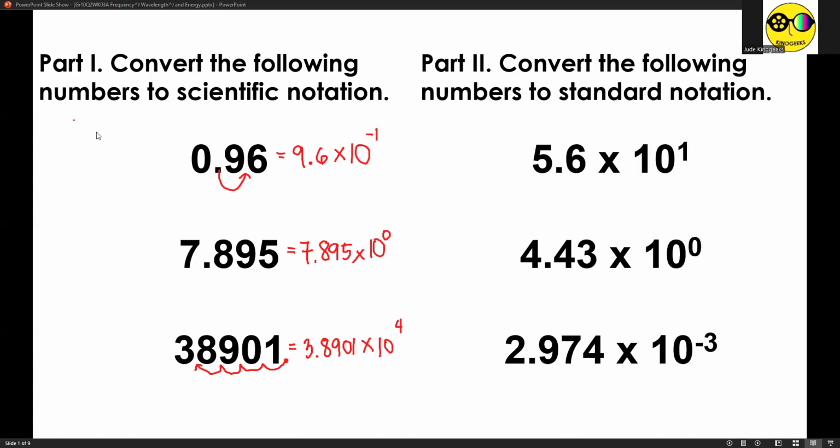That's the end of part 1. We proceed to part 2, and our task is to convert the following numbers to standard notation. Let's start with 5.6 times 10 raised to positive 1. When we have a positive exponent, we expect that the number will be very large, larger than 1. So we have to move the decimal point one place to the right. It will now be found after 6, so this is 56.